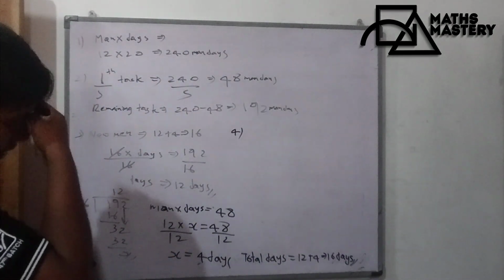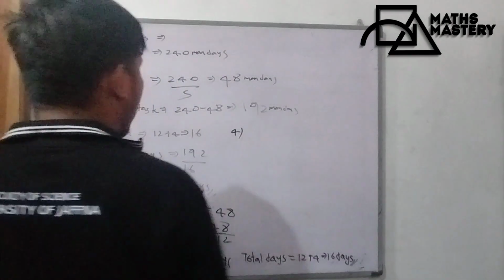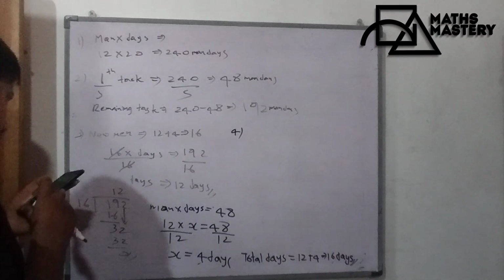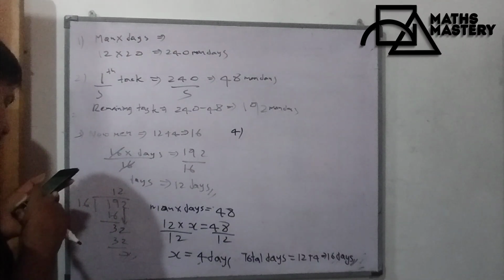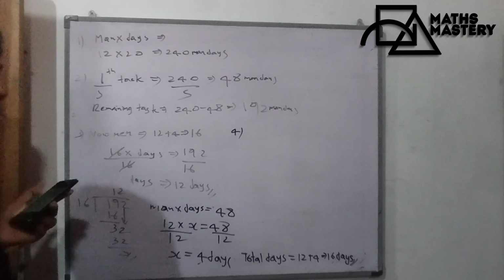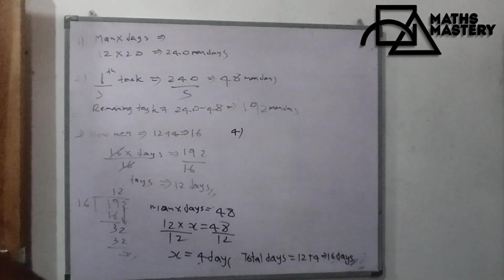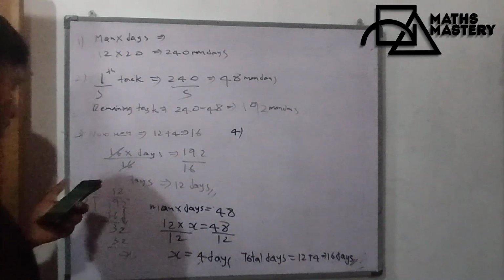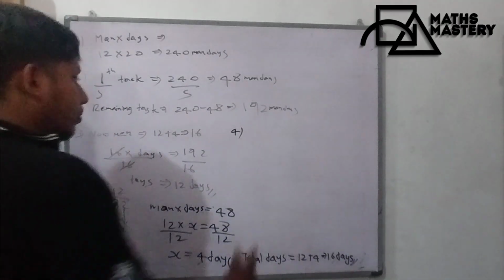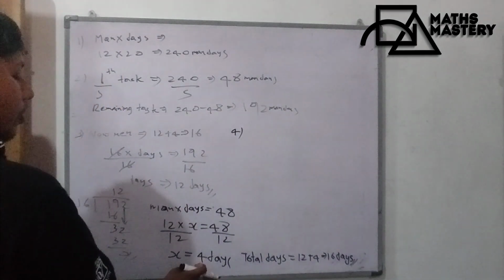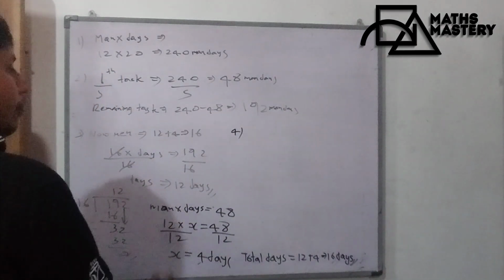Let's go to the next, fourth question. If the daily wage of a worker is rupees 1,300, find the total amount of money needed to pay for all workers. So for the first 4 days, only 12 people were there.